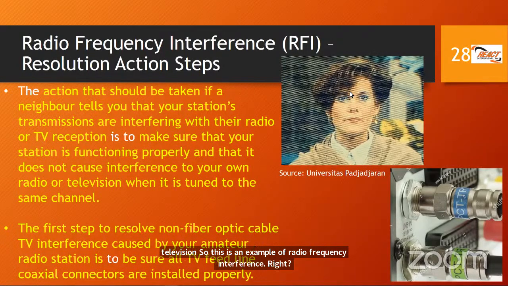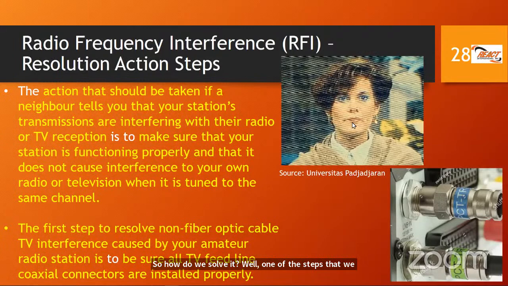So how do we solve it? Well, one of the steps that we can take, if our neighbor says that we're interfering with their transmission, is to tune our own television to the same channel and see if, when we transmit, we cause interference to ourselves.